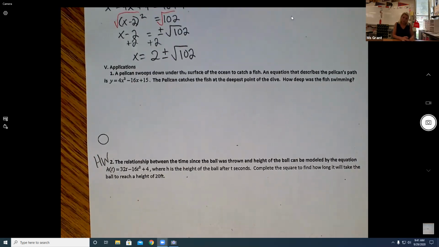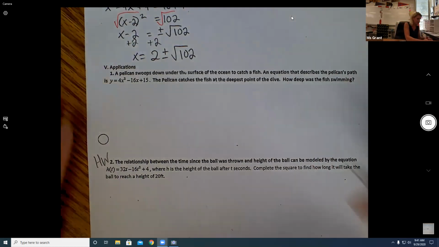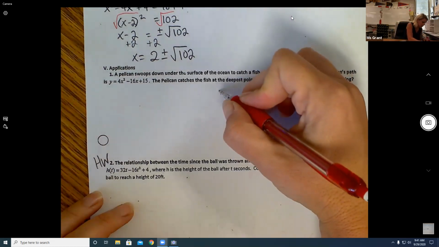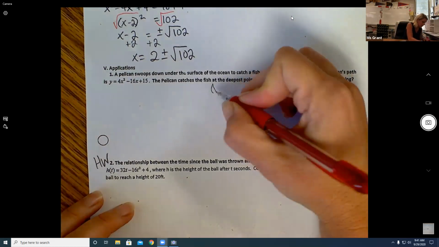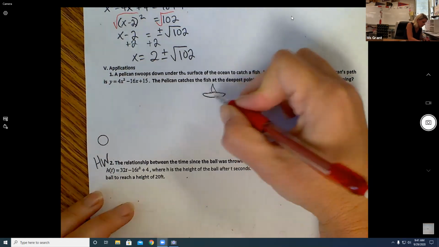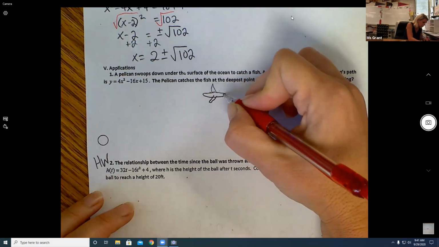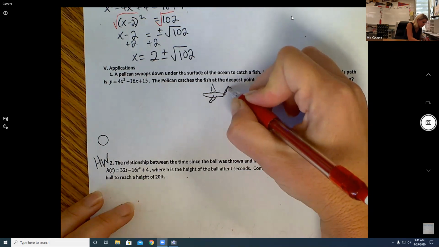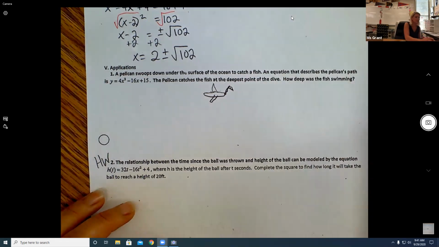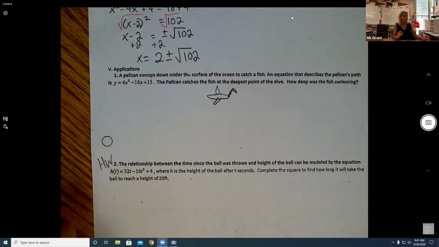Number 1, we're going to do together. A pelican swoops down under the surface to catch a fish. So here's the bird, which, I'm so good at drawing birds. It also looks like a shark. Pelicans have long necks. Whatever, there it is. Beautiful.